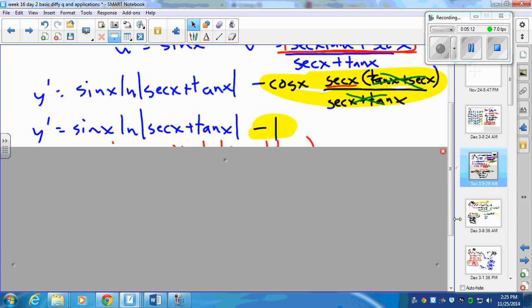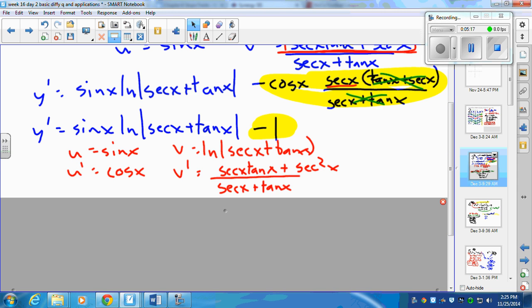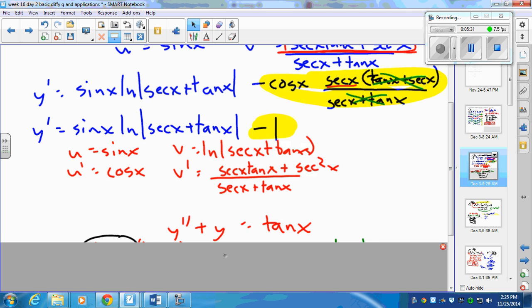Now I still need to get the second derivative as well. So I need to do another product rule. I have u as sine x, u prime is cosine x. V is ln of secant x plus tangent x. The derivative of -1, that yellow part goes away. So here is where my goal is to plug in y double prime plus y, and I hope it equals tangent x. That's your goal, is you hope it equals tangent x.